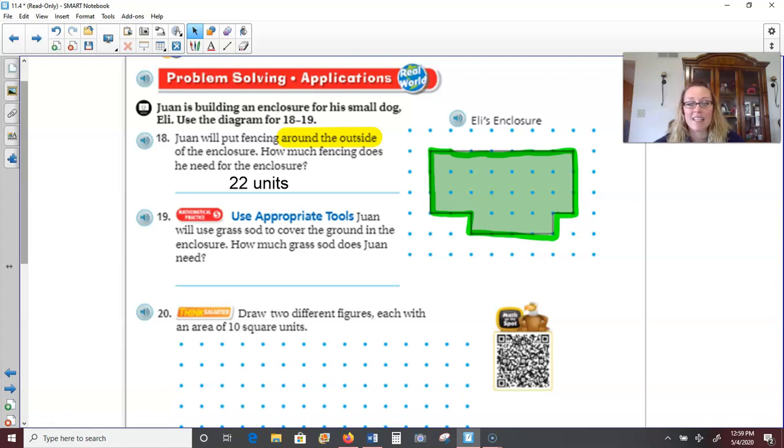All right, number 19, Juan will use grass sod to cover the ground in the enclosure. How much grass sod does Juan need? So now let's highlight what's important. He's using grass sod to cover the ground in the enclosure. So now we're talking about the inside of the enclosure and how much grass sod he's going to need to cover it. So are we finding perimeter or area this time? Hopefully you're thinking area because we're looking for the space inside. So let's count up the area.